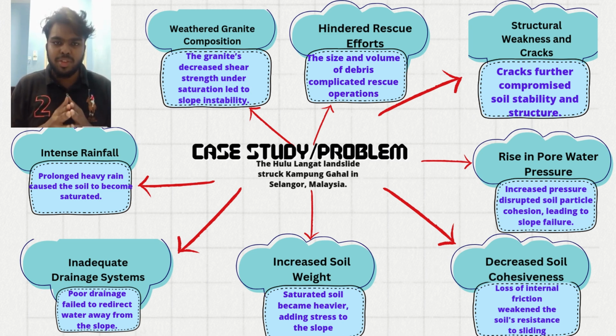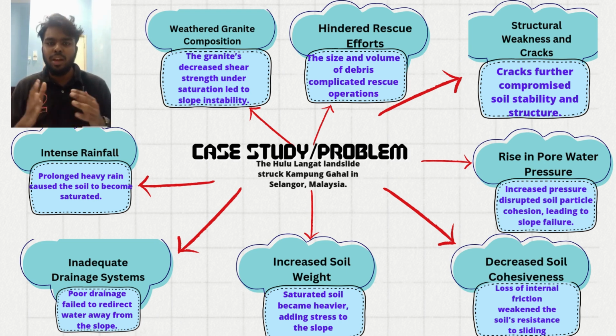Next, rise in pore water pressure. Water infiltration raised pore water pressure, disrupting soil cohesion. Moreover, structural weakness and cracks. Long-term water exposure caused soil compaction loss and cracking further, compromising soil stability. And the last one is hindered rescue efforts. The size and volume of debris made rescue efforts difficult.